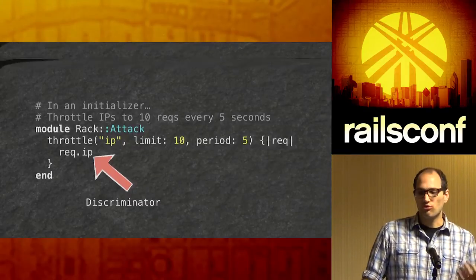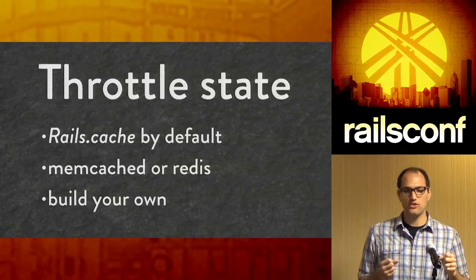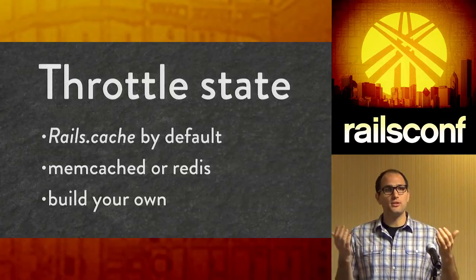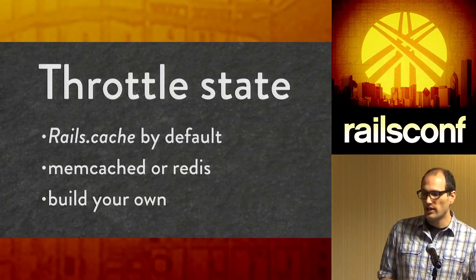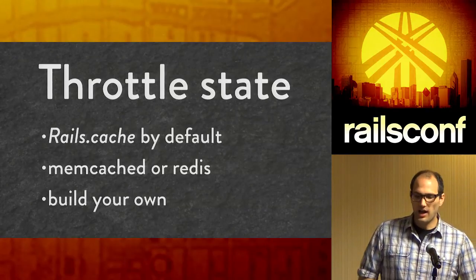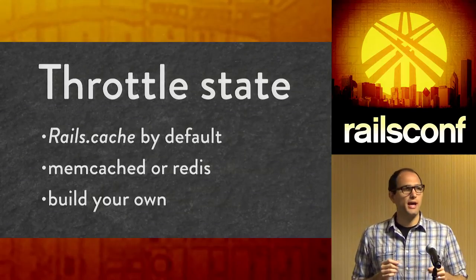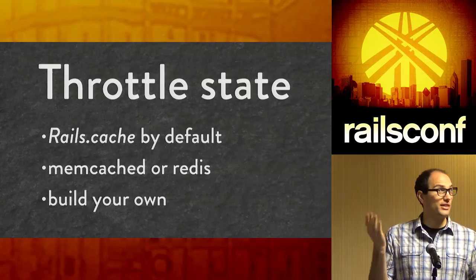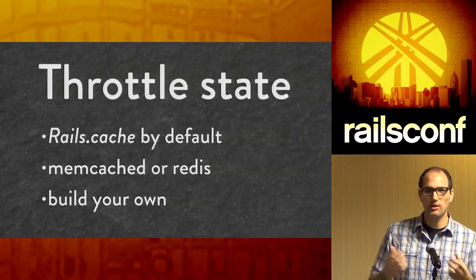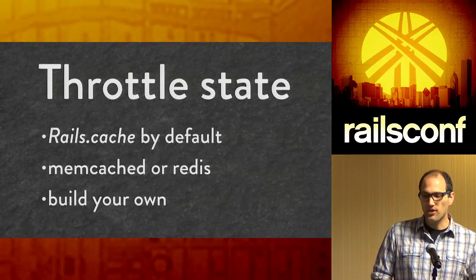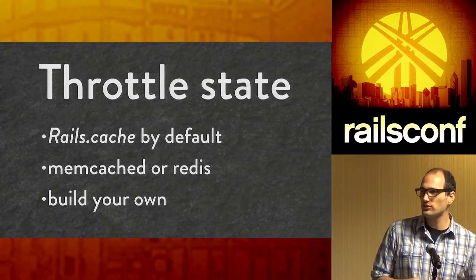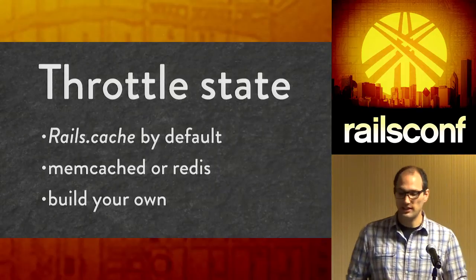But now we have this issue of throttle state. We have these counters per IP address that we need to track. And so where do we store that? A pretty elegant and simple and obvious place for us was our Rails cache. When you use Rack Attack by default, if you have a Rails cache, it's going to use it. But it really works best with Memcache or Redis. So I hope you're using that as your Rails cache. But if you're not, there are ways that you can build your own or plug in a different cache store. The great advantage about Memcache and Redis is that they have really good support for atomically incrementing counters, and that's the key feature we need behind the scenes.